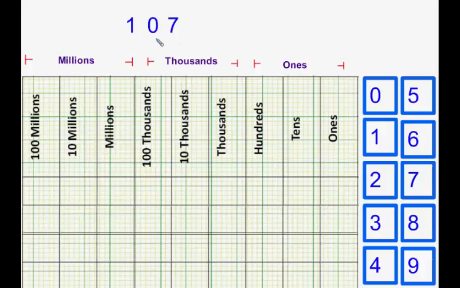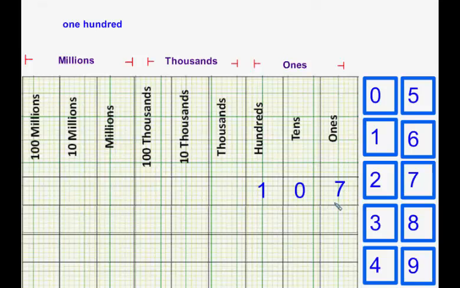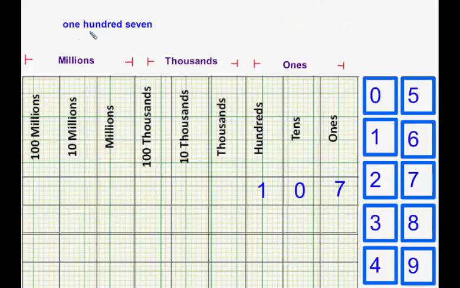Now it's time to go in the reverse direction, where we're given digits and we are to give the word names to represent that number. So the digits 107, if you were to put them in the chart below, I can now use the chart to help me name this number. The 1 is in the hundreds place, so I will write one hundred. The last two digits require only one word name, it's the word seven, so I do not need to use a hyphen here. I can simply type the word seven. This would be read one hundred seven.